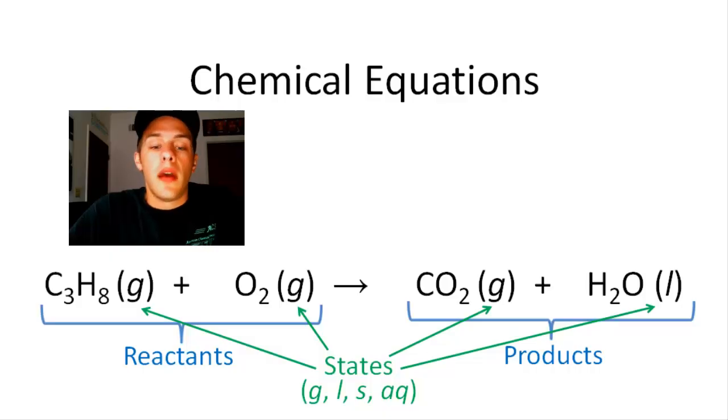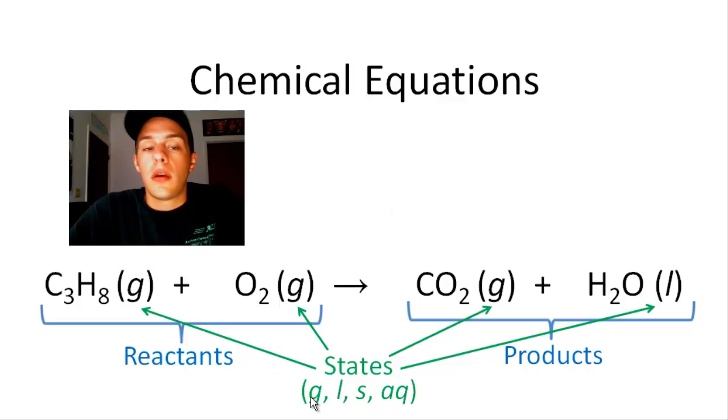There are four main states that we show in chemical equations: gas, which is represented by a G; liquid, which is represented by an L; solid, which is represented by an S; and aqueous, which is represented by AQ. Aqueous means that whatever substance you have is dissolved in water, so you have a water solution of your reactant or product.